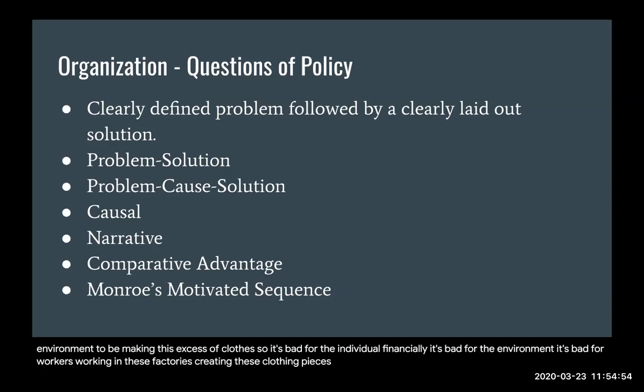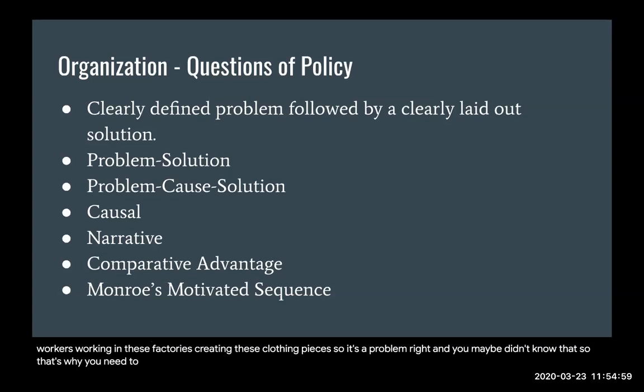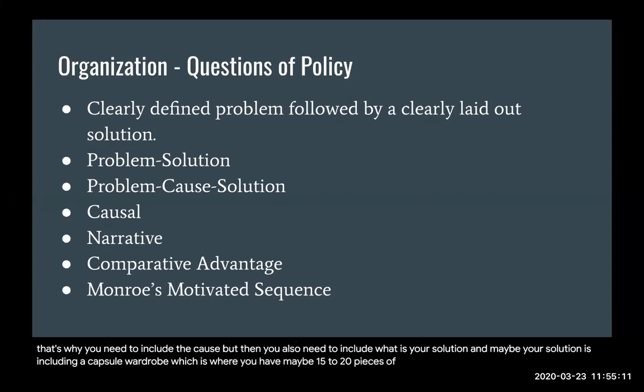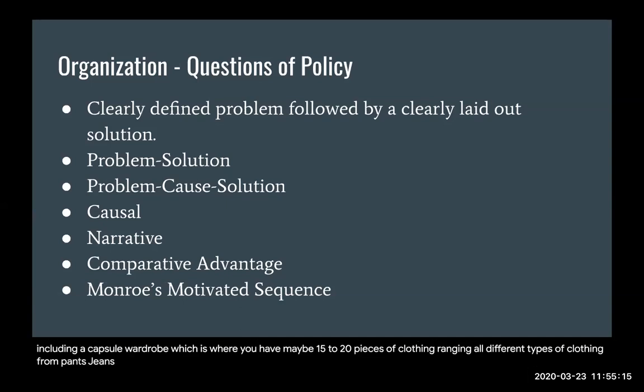pieces. So it's a problem, right? And you maybe didn't know that. So that's why you need to include the cause. But then you also need to include what is your solution. And maybe your solution is including a capsule wardrobe, which is where you have maybe 15 to 20 pieces of clothing, ranging all different types of clothing from pants, jeans, shirts, jackets, whatever it may be.